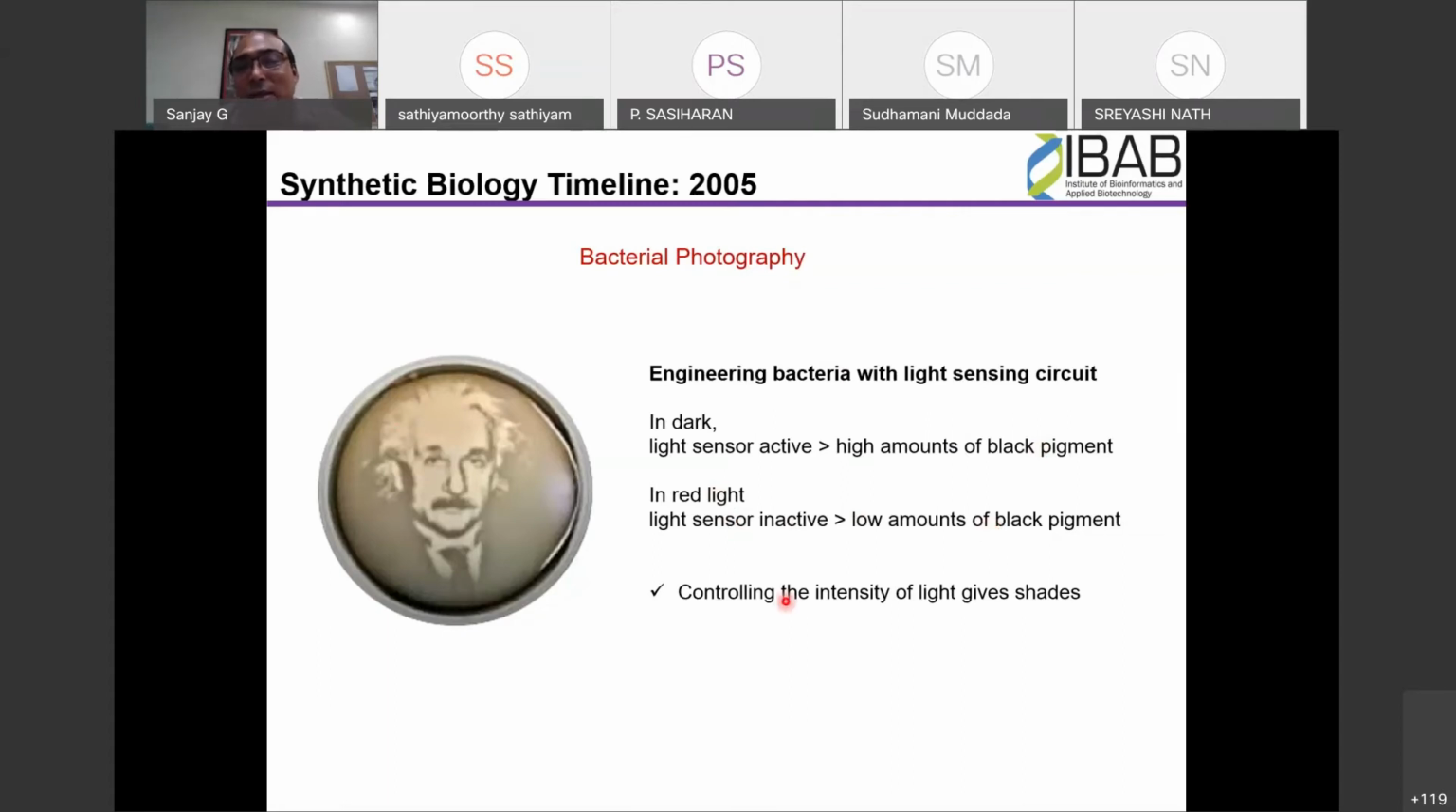So just by controlling the intensity of red light, or switching between dark and red, one can have a shade of gray to black to white, right? So these places have a saturating amount of red light. However, these places probably have not seen the red light, so they make a lot of dark pigment and you can have a whole shade. So this was called bacterial photography, and this was done almost 15 years back. This was published. So this also says that we can engineer cells and control their behavior just by light, right?